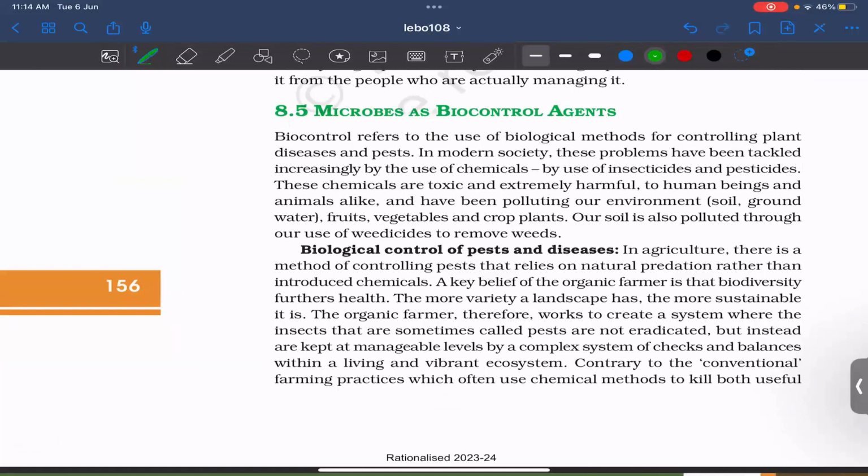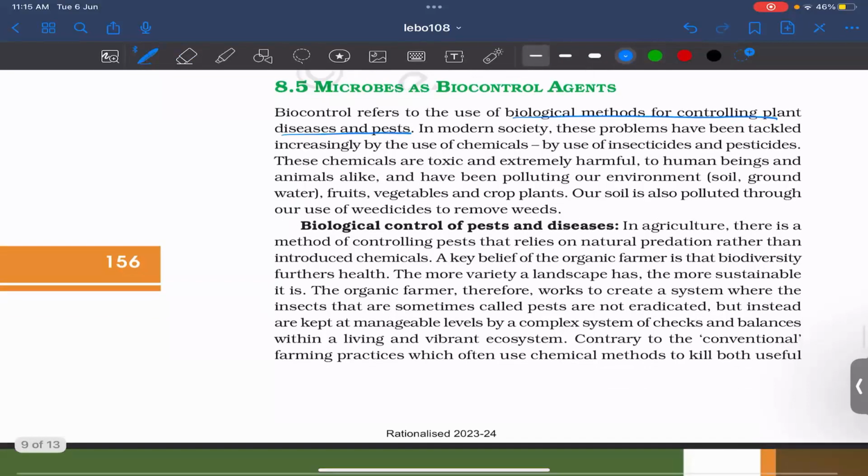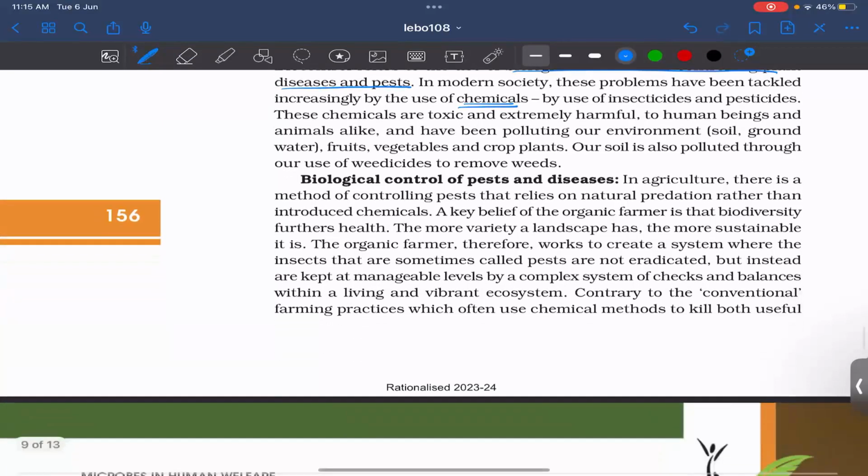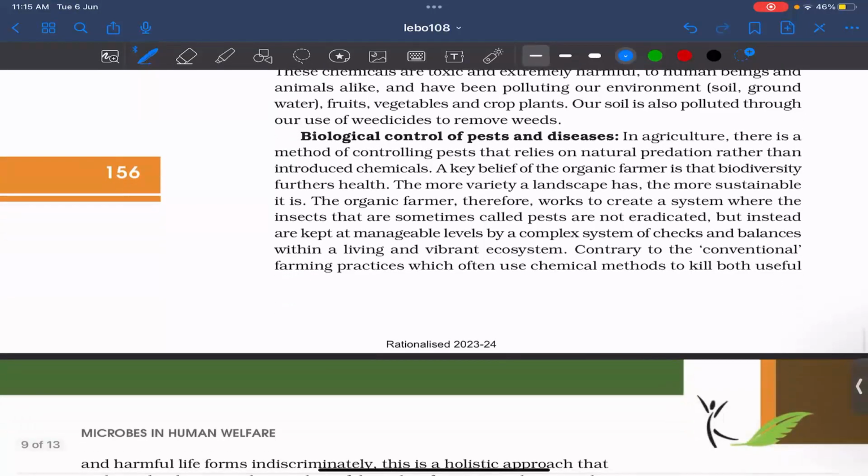So biocontrol agents, like there have been many problems to control the weeds and the eating of crops. Here we'll just see biological methods for controlling plant diseases and pests. So increasingly chemicals have been used for it, but these are very harmful to humans as well as for the plants and if we consume them, and it can also lead to soil pollution and water pollution. So what are the biological controls for this?